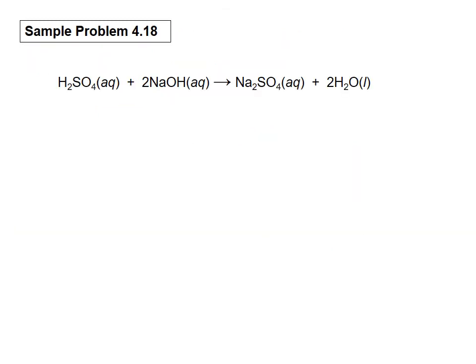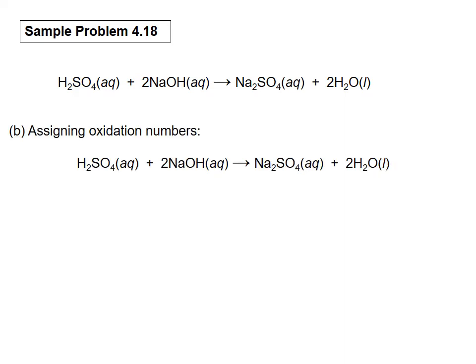Let's look at question B. First, we assign oxidation numbers. Sulfate, again, oxidation number -2, and 2 hydrogen +2, each of them +1. And same thing is here, so -2, and sodium +1. So here hydroxide is -1, so sodium +1. And we can assign individually: oxygen is -2, hydrogen +1, and water, oxygen -2, hydrogen +1.